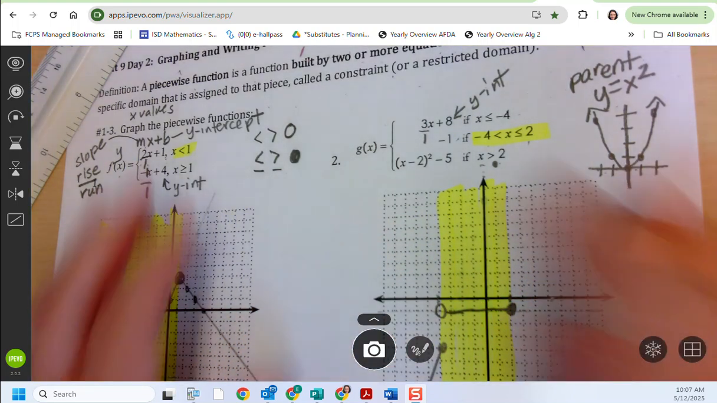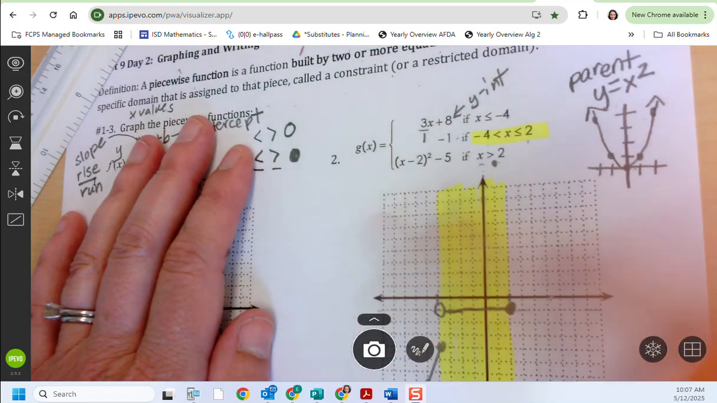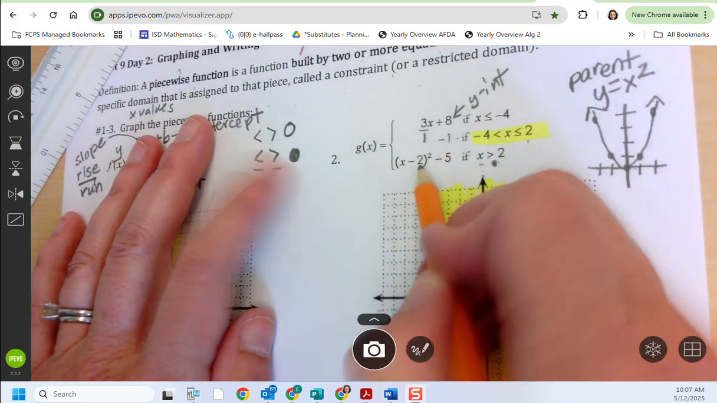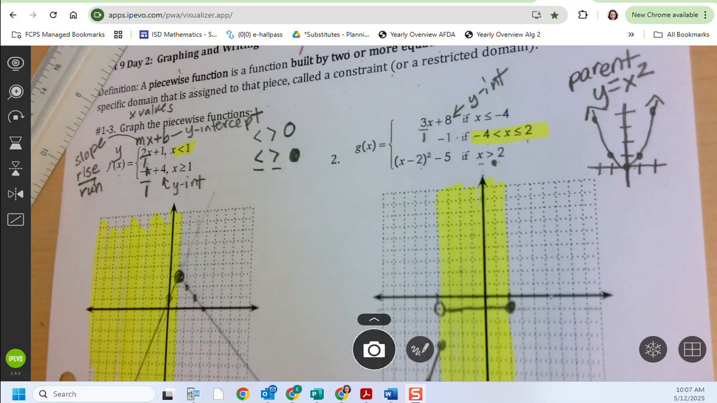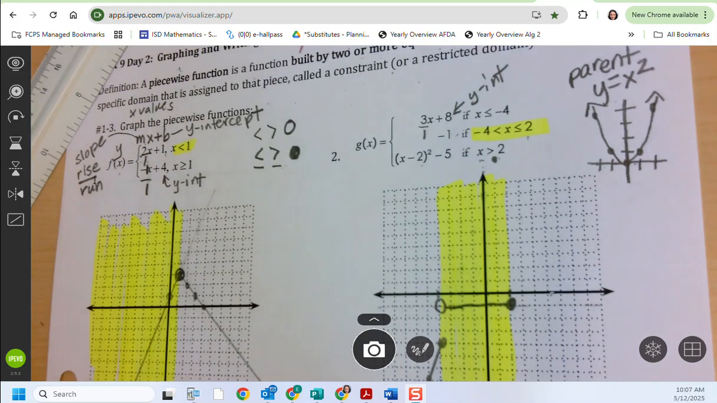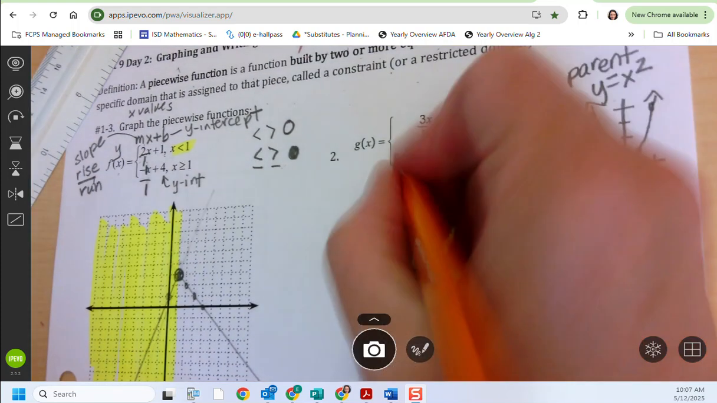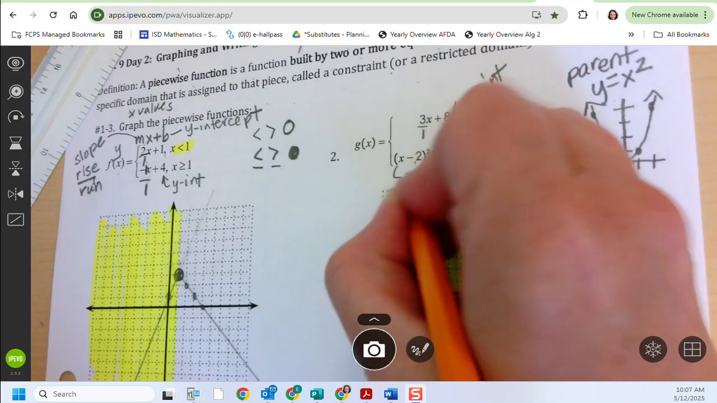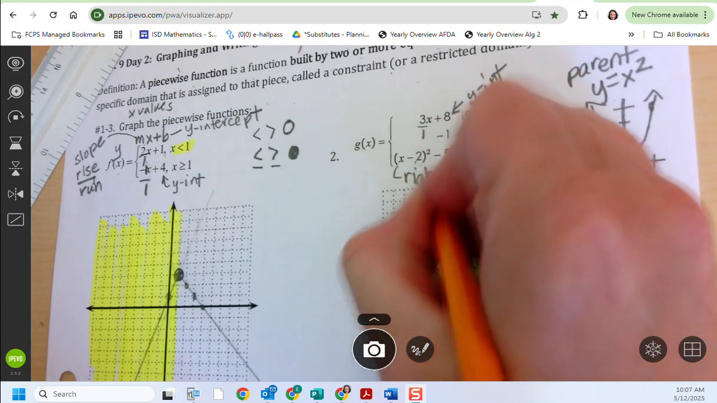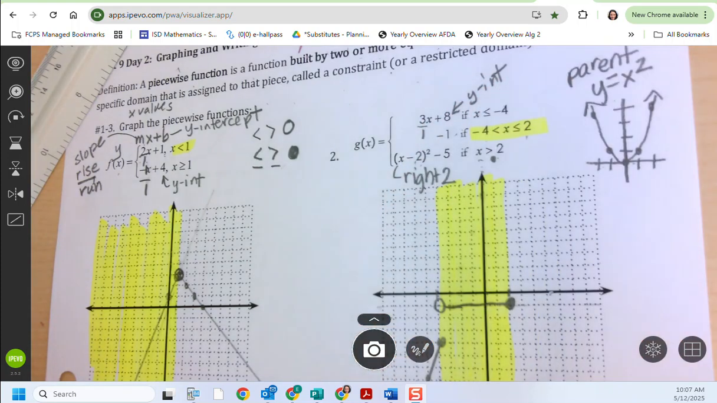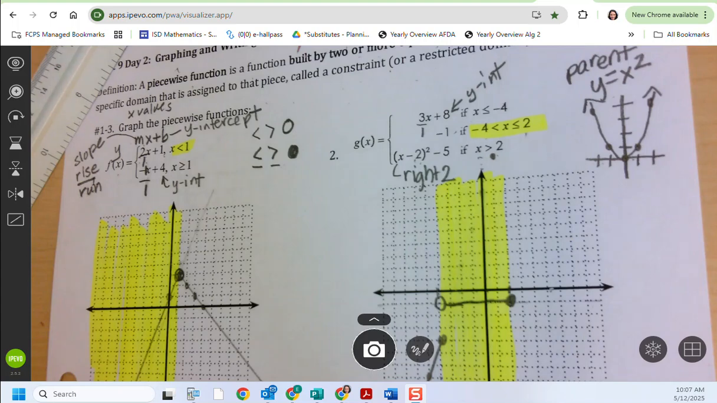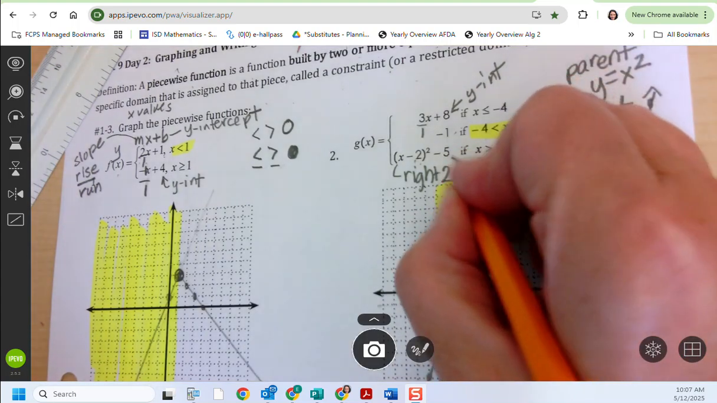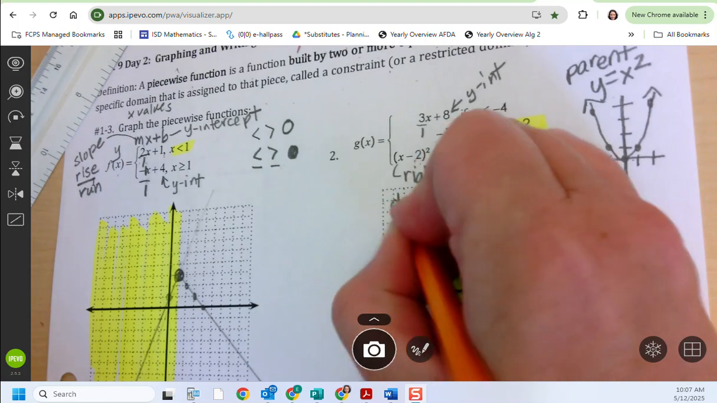All right, we're going to move our vertex. We went over transformations last class. When it says x minus 2, that indicates a shift which direction? Right. It's good. It's to the right. Remember, it's backwards when it happens to the x. So right 2. And then how about the -5? What does that do? It is down 5 because it's not happening to the x, it's happening to the y. So down 5.